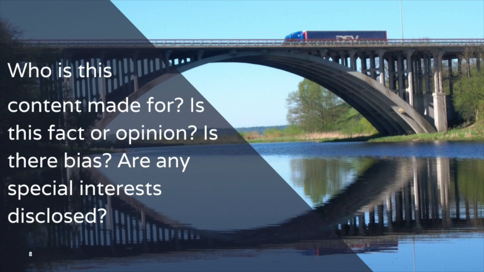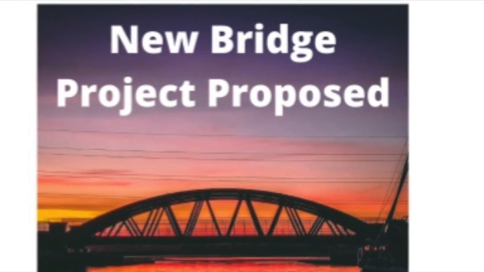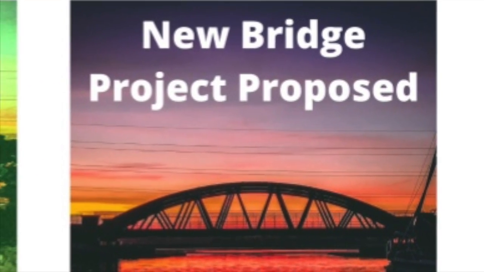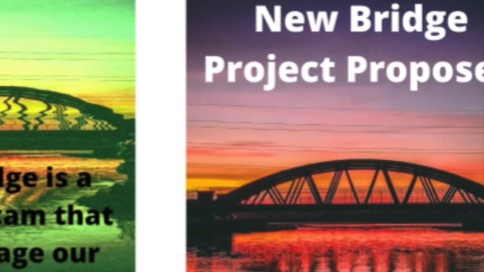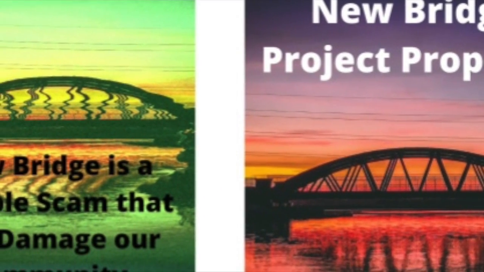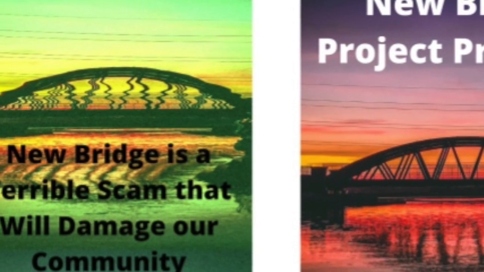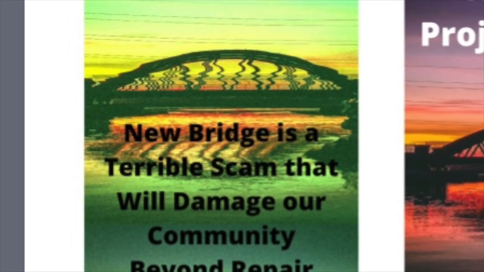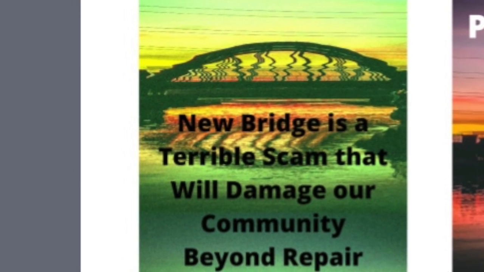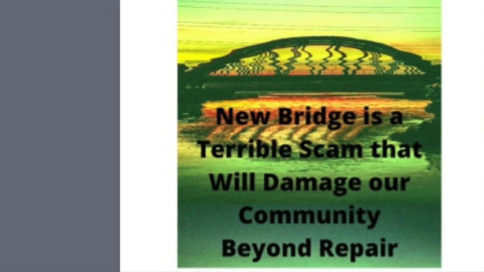For instance, in the bridge example, a fair headline would be New Bridge Project Proposed. A headline that uses extreme language would sound like this: New bridge is a terrible scam that will damage our community beyond repair. This goes for graphics as well. If they are in a color scheme that appears to be threatening versus something that's more neutral or calm, that can also be a way of indicating bias.